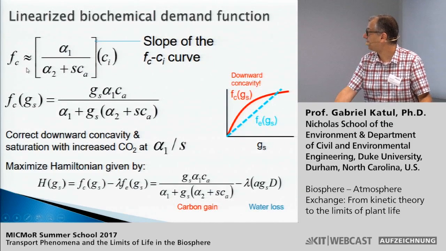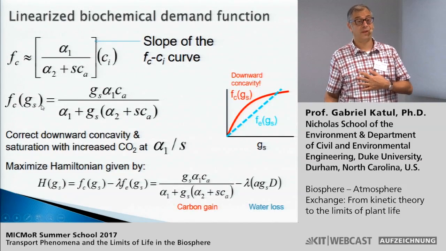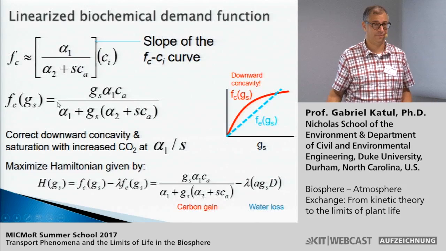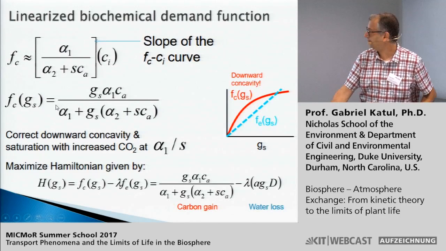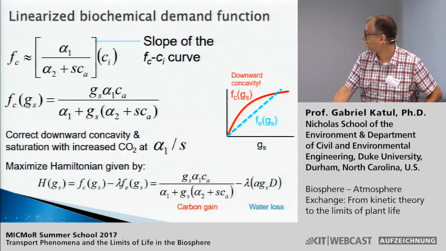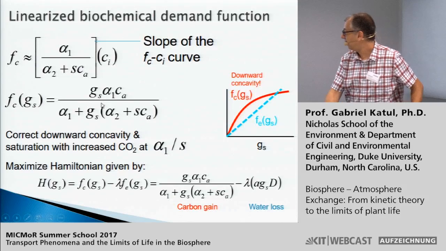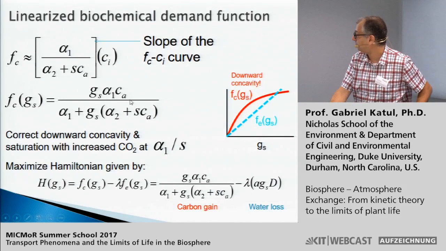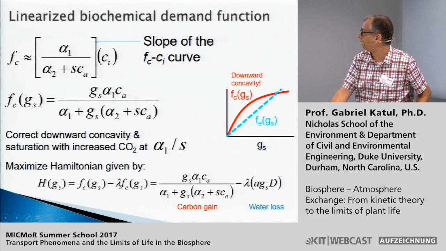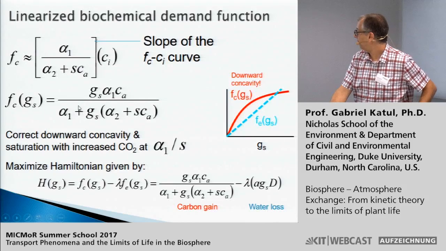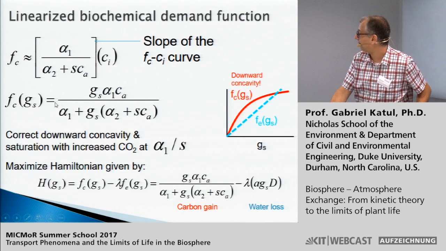Now, with this estimate of Fc versus Ci, we can get rid of Ci and combine the outcome with the Fickian diffusion model to write photosynthesis as a function of the control variable that we seek, which is the stomatal conductance. Okay, so now we have an expression for photosynthesis as a function of stomatal conductance. And there are a couple of features that we might point out, despite this horrible assumption that we made about the linearization.